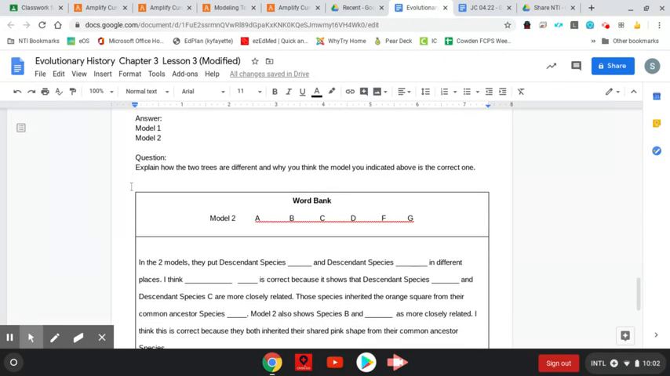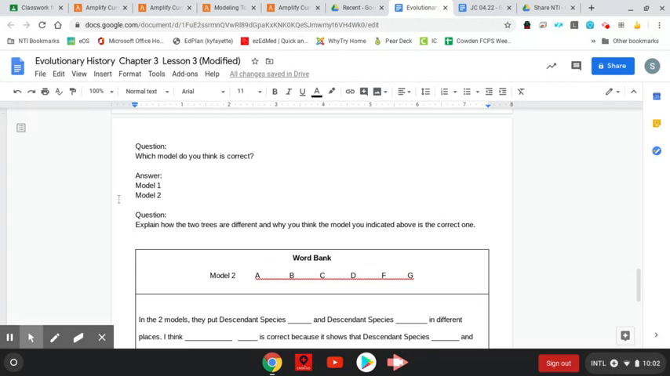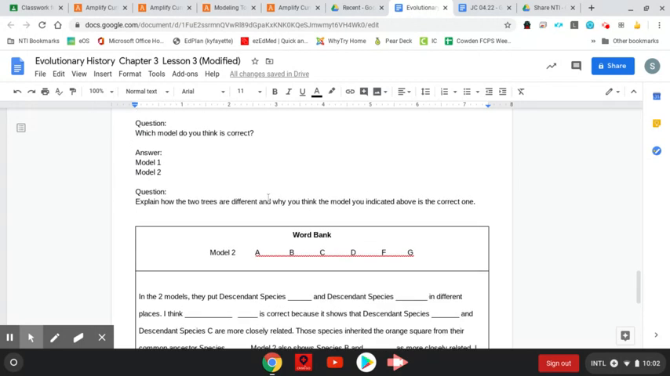The second question on the homework has explain how the two trees are different and why you think the model you indicated above is correct. If you do this one before you select your other question's answer, it might help you answer that question correctly.